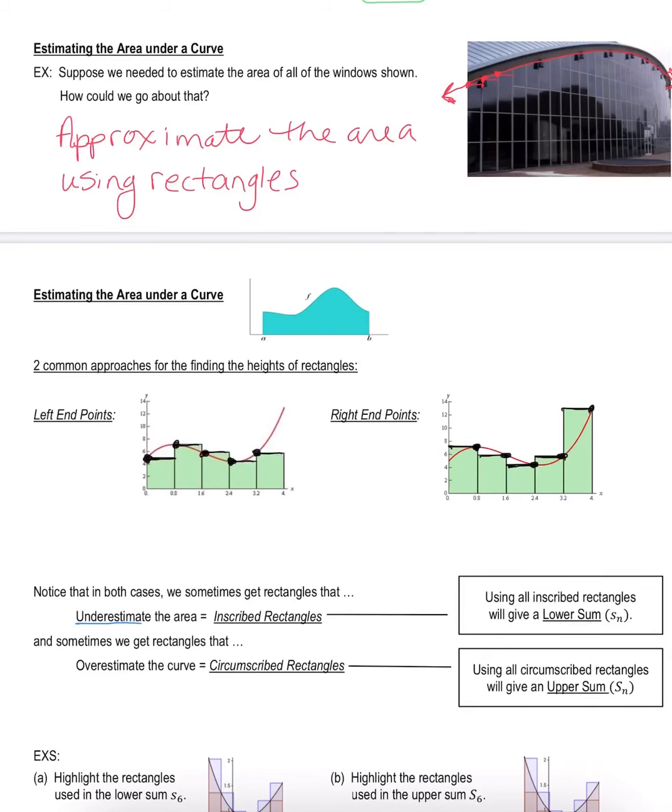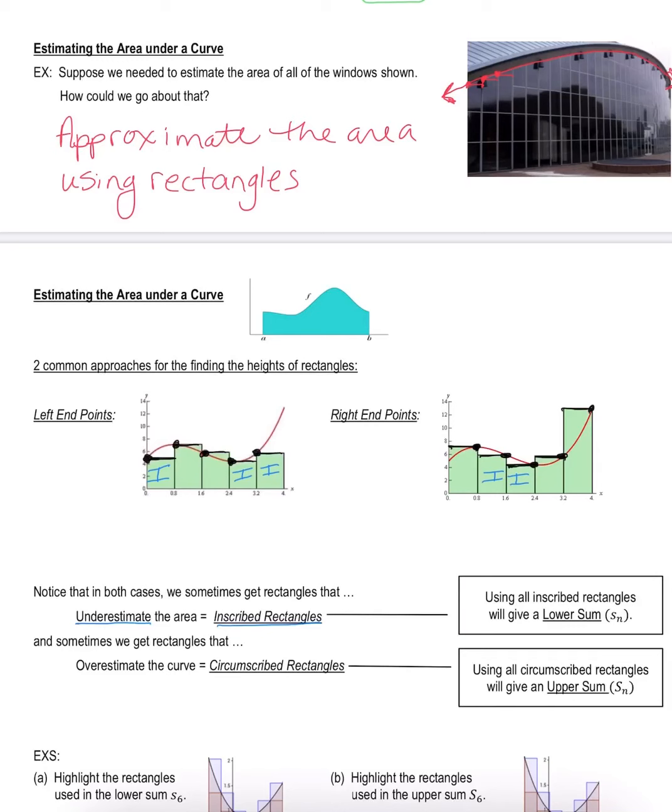So if you get an underestimate, that is an inscribed rectangle. And so if I look up above in the first one here, this would have been an inscribed rectangle. It's an underestimate. There's too little area. And then the same on the last two in the left endpoints. Those are both also inscribed rectangles. Over on the second picture with the right endpoints, it's the second and third rectangles that are inscribed. So inscribed, think they're kind of under the curve. Let's put it that way. And so underestimate because they're under the curve.